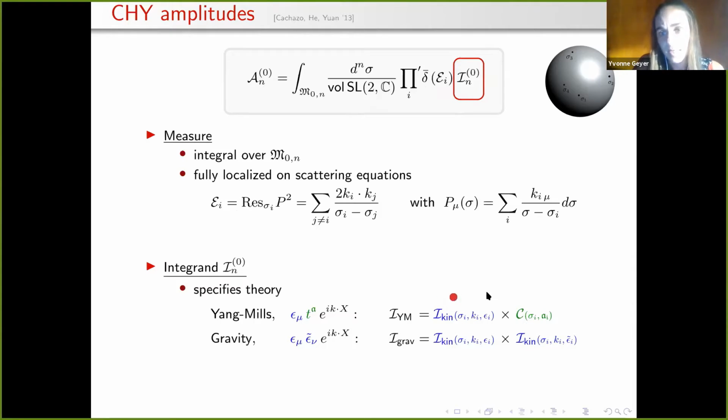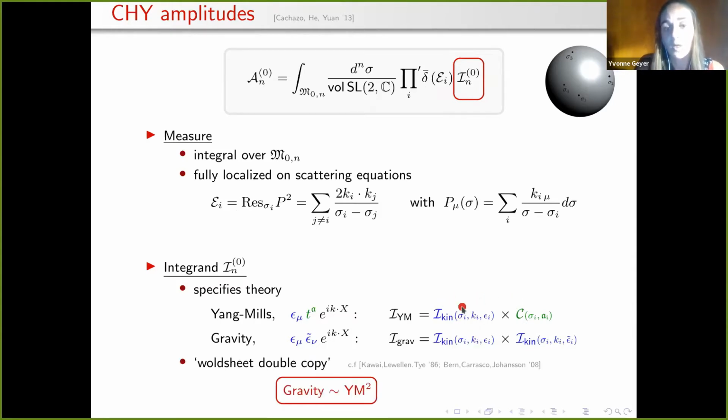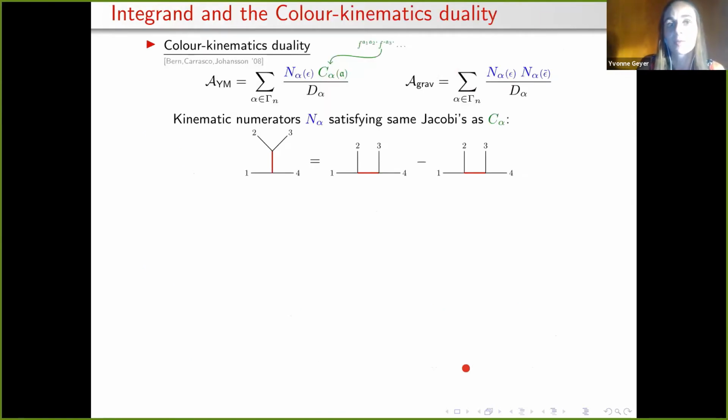You can already see here the structure that I've tried to highlight with my color coding is very much one of a worldsheet double copy. So we have the Yang-Mills as the kinematic times a color factor, and the gravity as two kinematic factors. Now, per se, this is all we could hope for. This is already beautiful.